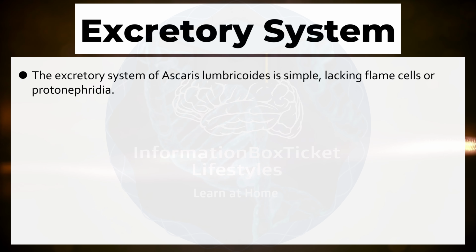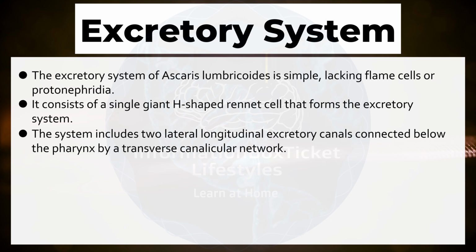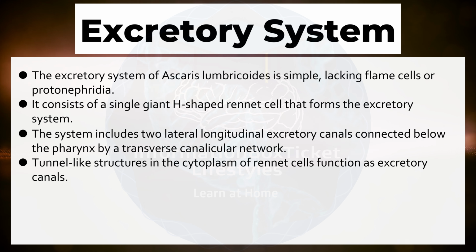The excretory system of Ascaris lumbricoides is simple, lacking flame cells or protonephridia. It consists of a single giant H-shaped rennet cell that forms the excretory system. The system includes two lateral longitudinal excretory canals connected below the pharynx by a transverse canalicular network. Tunnel-like structures in the cytoplasm of rennet cells function as excretory canals.